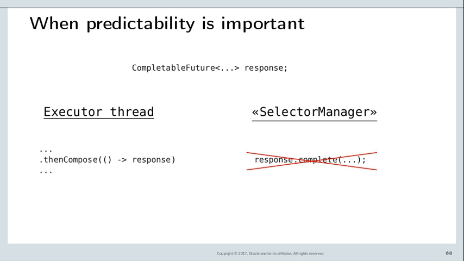It's a very bad situation because it means that we can't use complete from selector manager, because if we perform complete, it means we could bring a whole long chain of CompletableFuture, uncontrollable for us, into our very important thread. It's dangerous.